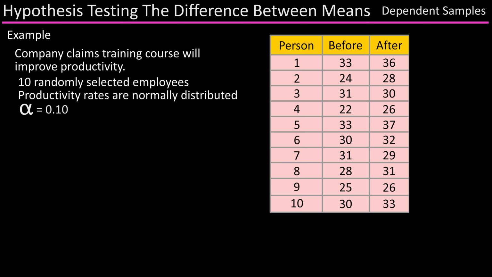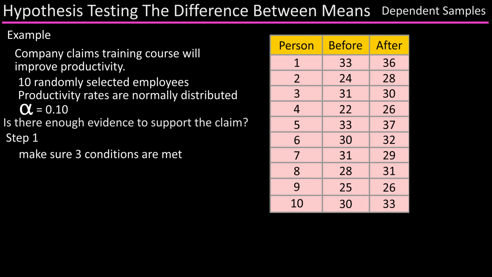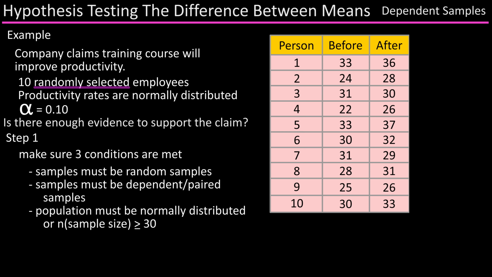At a level of significance of alpha equals 0.10, is there enough evidence to support the company's claim? Step 1 is to make sure the 3 conditions are met. The samples are random, as that was stated in the information given. The samples are dependent, as there are matched pairs before and after training, and the population is normally distributed, as that was also stated in the information given.